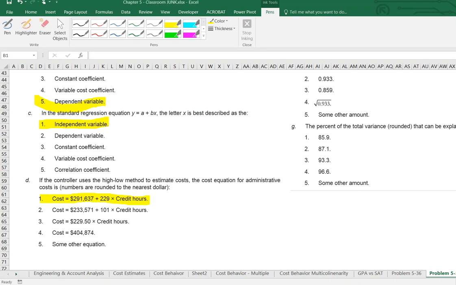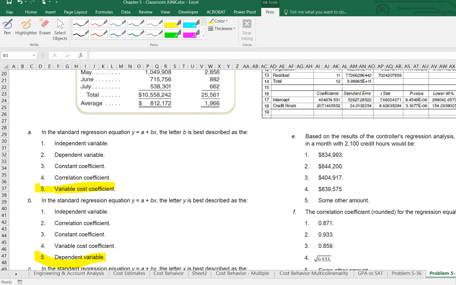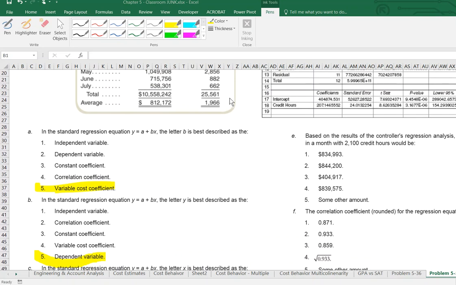Let's take a look at the next thing they're asking about. Our best estimate based on 2,100 credit hours and our regression results, we're going to take our intercept of 404,874, add to that 207 times 2,100 credit hours. And we get the 839,575 as our answer.